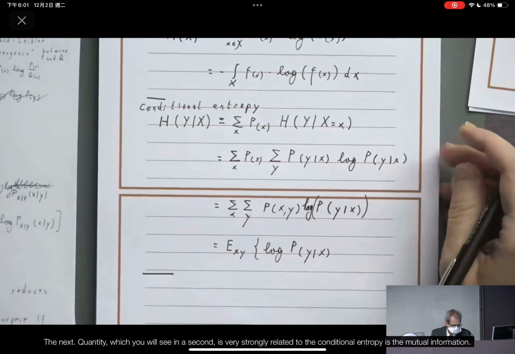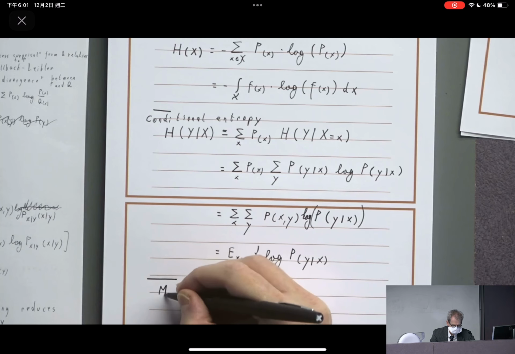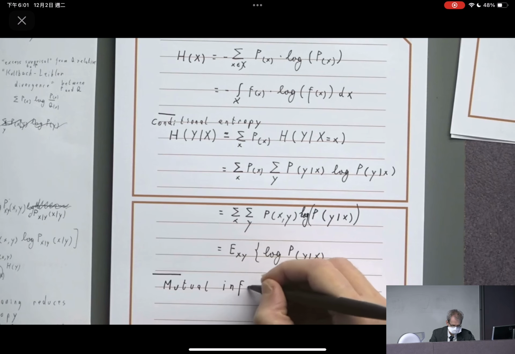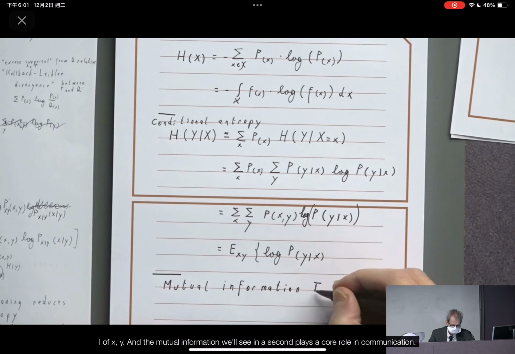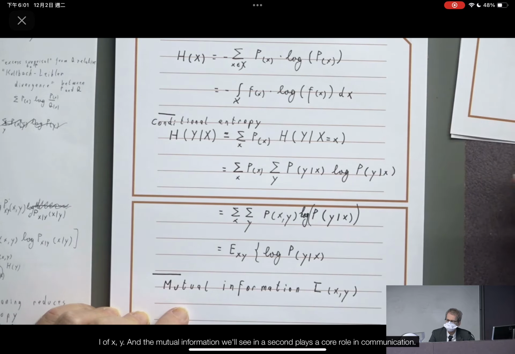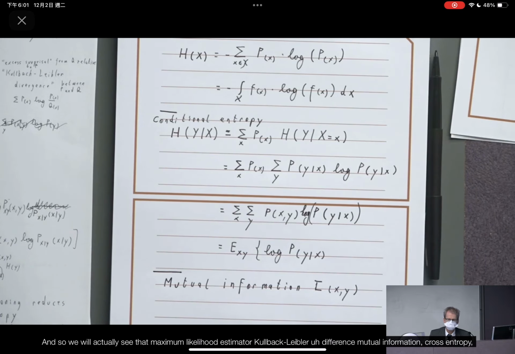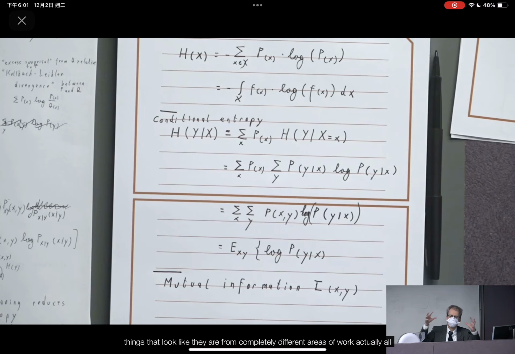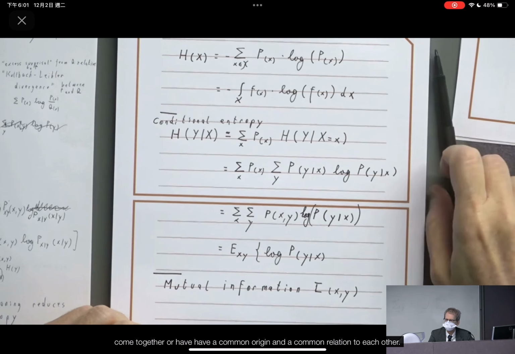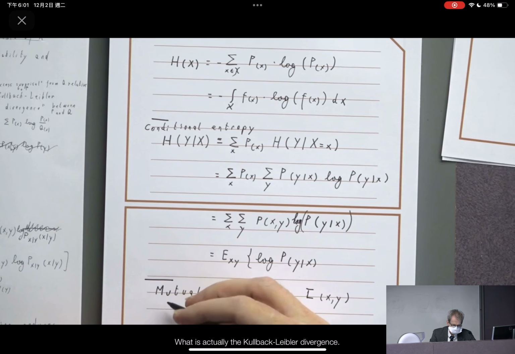Now, the next quantity, which you will see in a second is very strongly related to the conditional entropy, is the mutual information I of X, Y. And the mutual information, we'll see in a second, plays a core role in communication, and it's also strongly related to the cross entropy, which is one of the essential quantities in machine learning. And so we will actually see that the maximum likelihood estimator, Kullback divergence, mutual information, cross entropy, things that look like they are from completely different areas of work, actually all come together or have a common origin and a common relation to each other. So let's start out by just defining what is actually the Kullback-Leibler divergence.